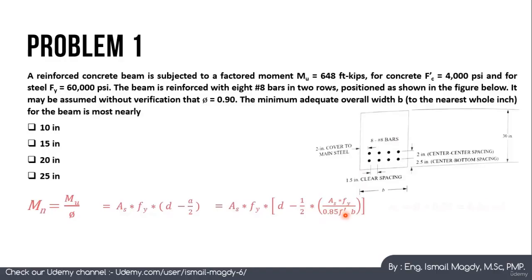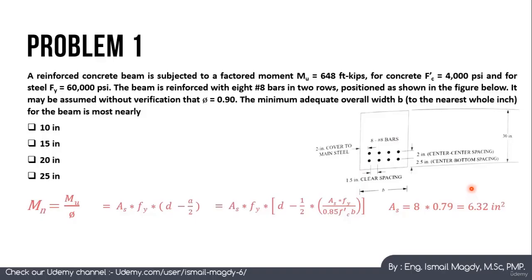Let's calculate the area steel. It is very simple. Here we have 8 bars of number 8. We can take the area of the number 8 bar from the table which we have in the reference book, which equals 0.79 inch square. So area steel equals 8 multiplied by 0.79 equals 6.32 inch square.